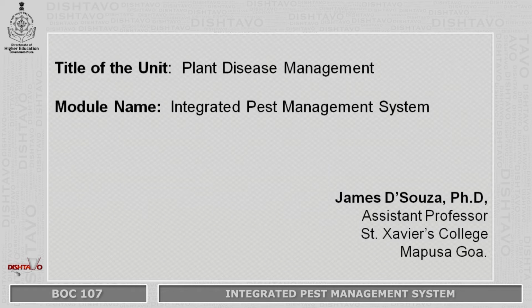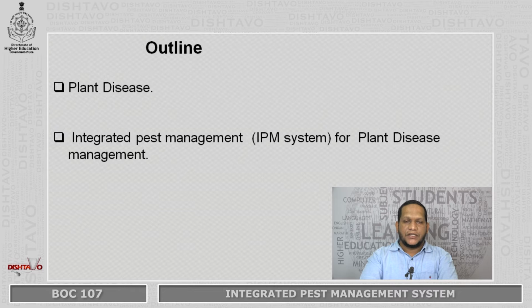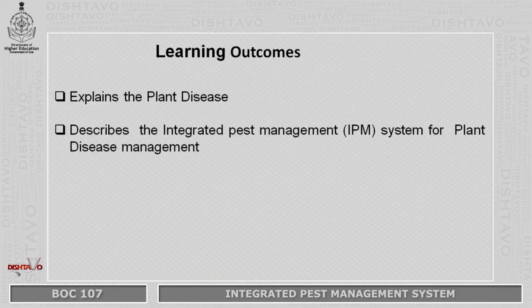Title of the unit: Plant Disease Management. Module name: Integrated Pest Management System. Coming to the outline, in this module we'll be discussing plant disease. Then we will be discussing integrated pest management, that is the IPM system, for plant disease management. At the end of this module, students will be able to explain what a plant disease is. They will be able to describe the integrated pest management IPM system for plant disease management.